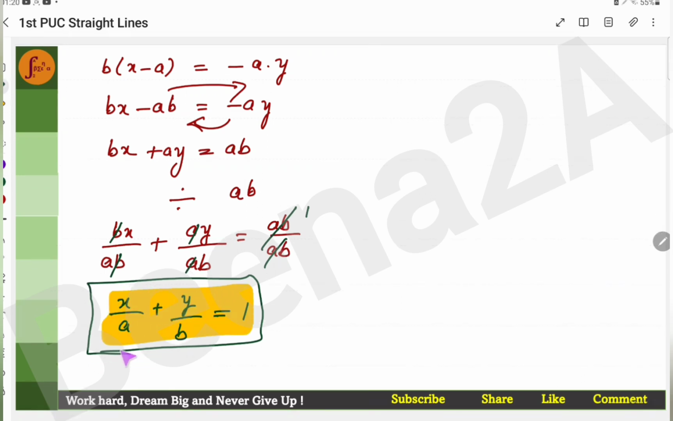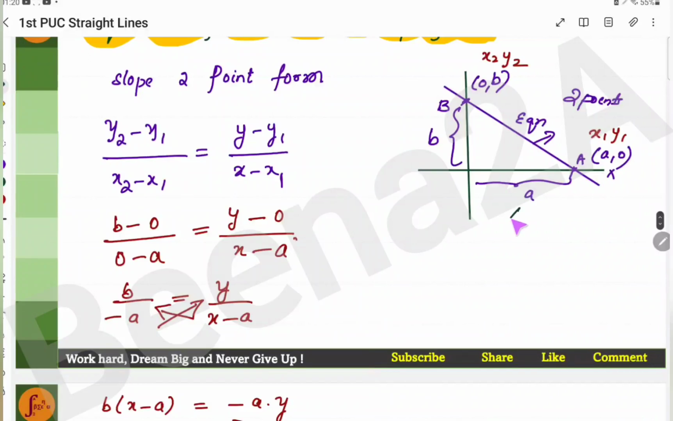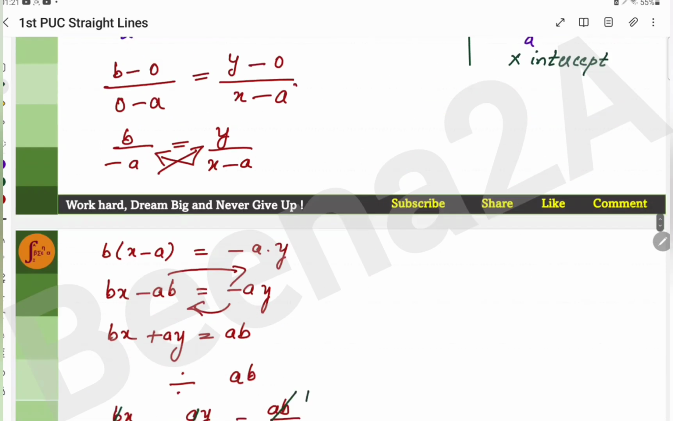Simple. Now remember one thing. A is x-intercept, b is y-intercept, right? A is x-intercept because it is cutting the x-axis at a distance of a, and b is y-intercept because it is cutting the y-axis at a distance of b units.